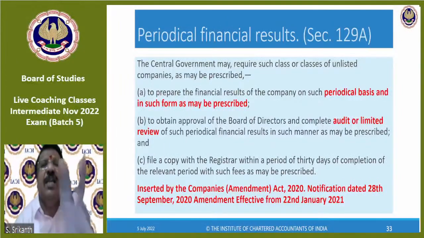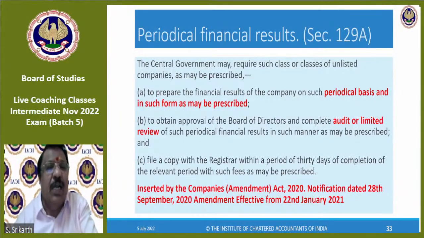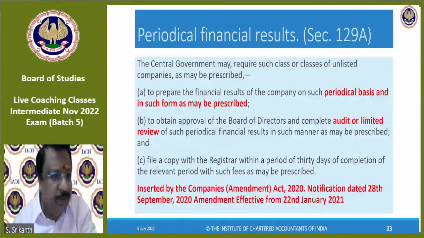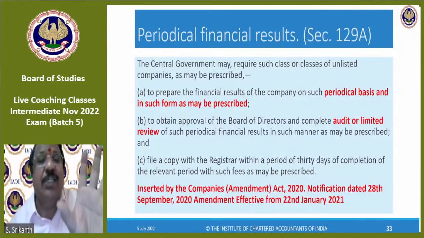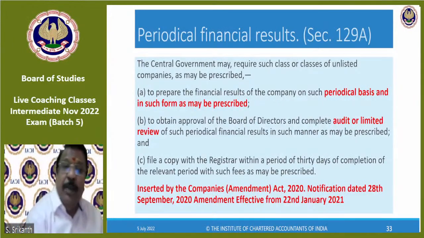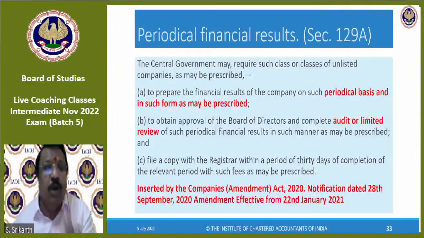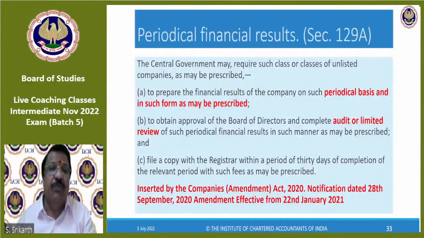So this section is an enabling section where the central government may require such class or classes of unlisted companies as may be prescribed. No, not yet prescribed. This is only an enabling section. Central government may, in future. Today, they will not. Sir, today getting one annual accounts audited is enough. If they want periodical basis and all, it's not going to happen.